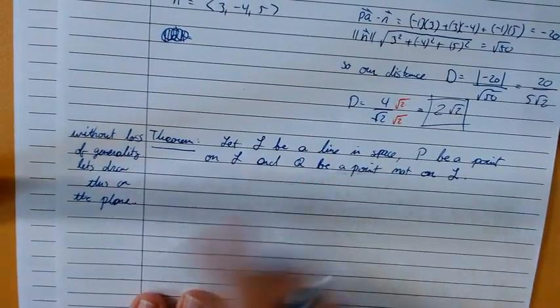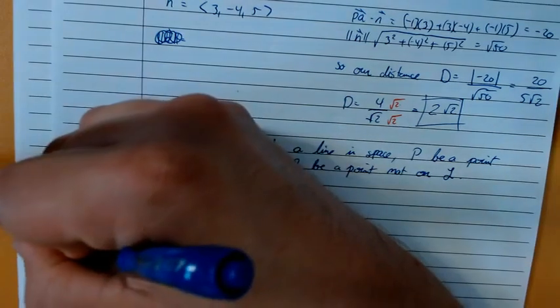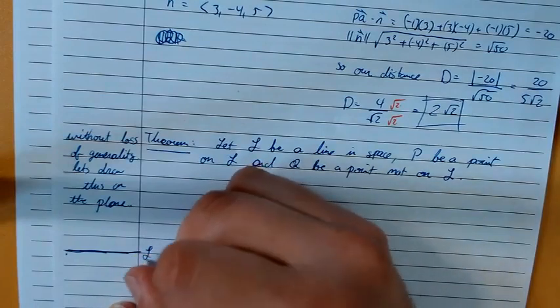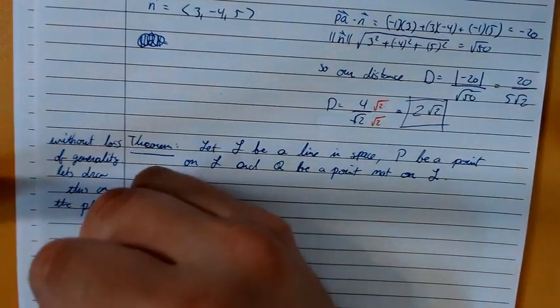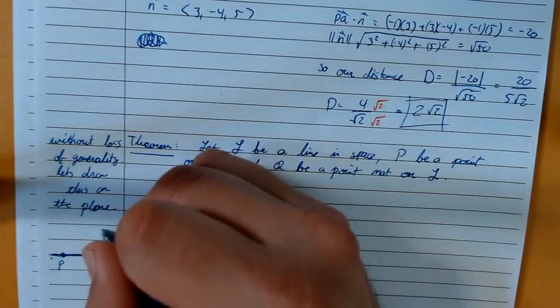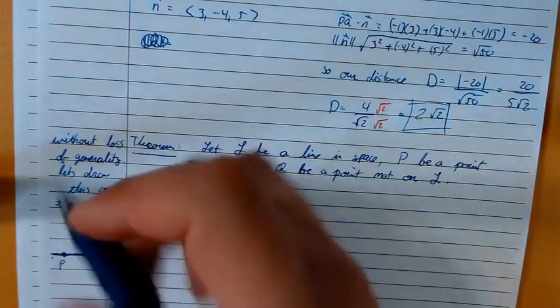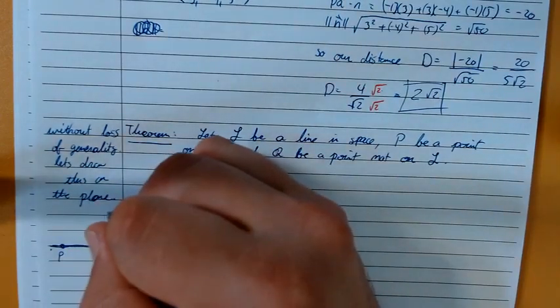All right, so here we go. Let L be a line in space. So here's my line. I'm going to draw it flat. Here's my L. We want P to be a point on L. So there's my P. And we want Q to be some point off of L. It doesn't necessarily have to be right above it, just somewhere not on L. It could be down here or up here. And again, without loss of generality, I'll draw it up here.